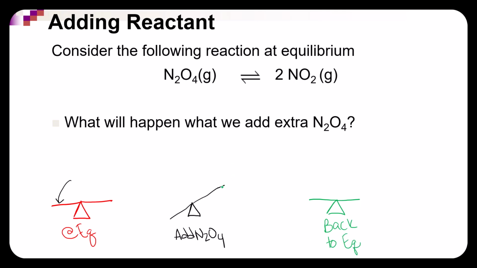Which way is this reaction going to have to push to get back to equilibrium? Well, we're going to have to push towards the product side. We're going to have to use some of the reactants to make more of the products. So how do we get back to equilibrium? We're going to make more product.